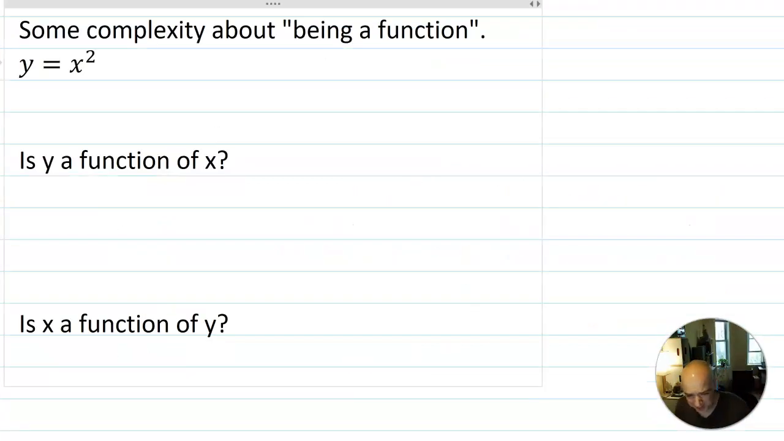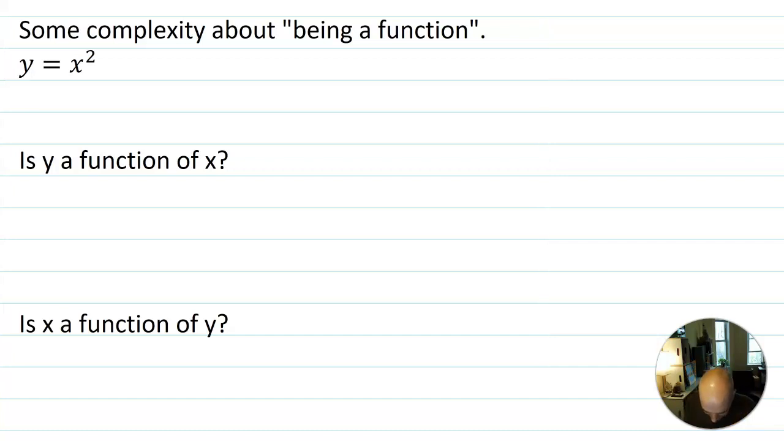This next section is a little bit tricky, but it's important because it's about language and how we talk about this stuff. So let's look at the function y equals x squared. And I have 2 questions. One is the one you usually ask, which is y a function of x? And there's another question that you might see sometimes, especially later on, which is x a function of y? And those are different questions that have different answers.